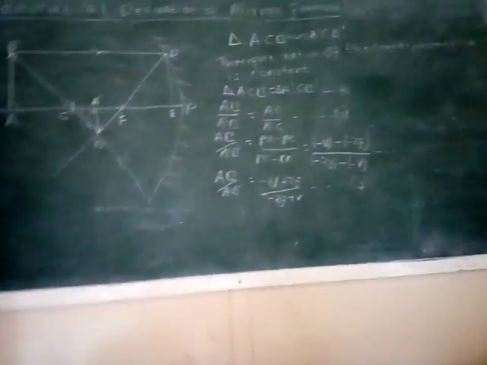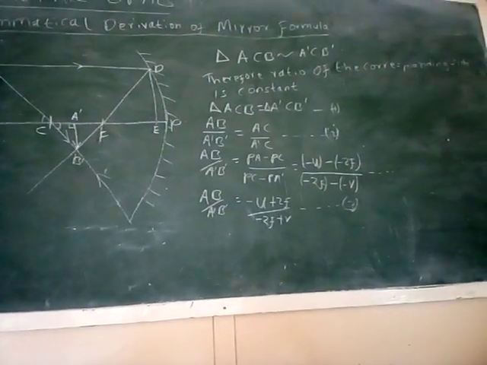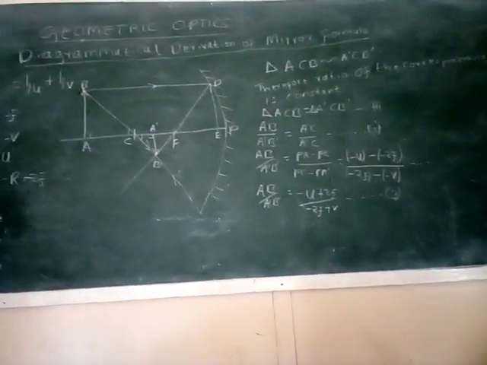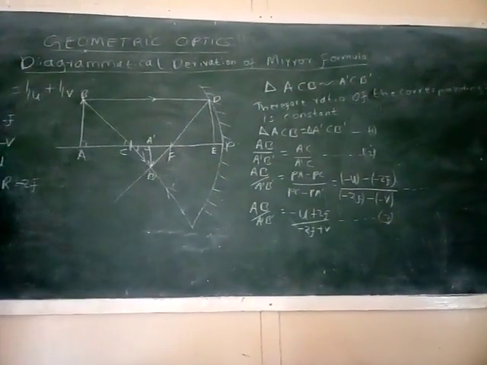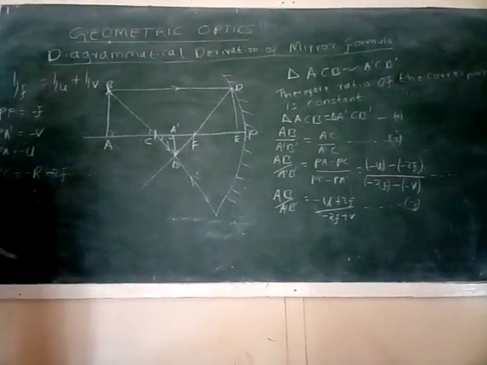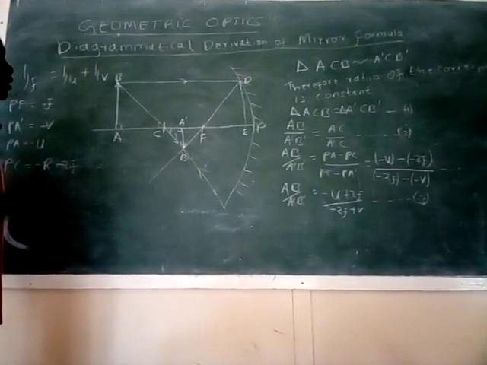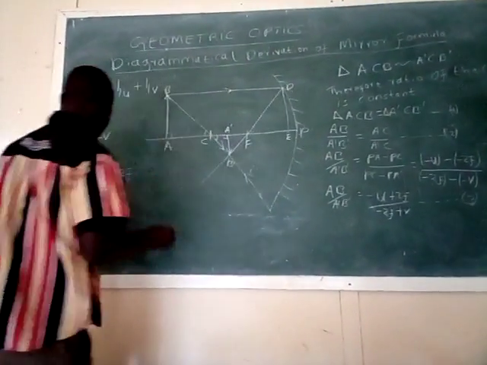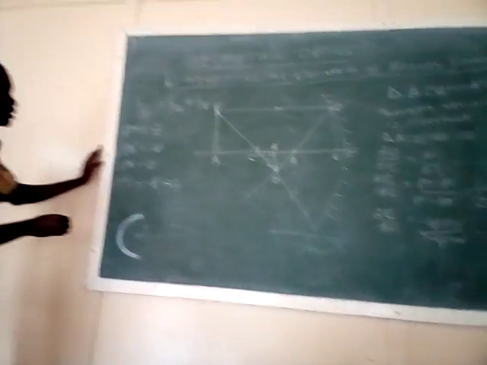Now, so that is the first two triangles that are similar. Now what we need to do again is look for two triangles which are also similar. And for that case, we have this one. Triangle D.